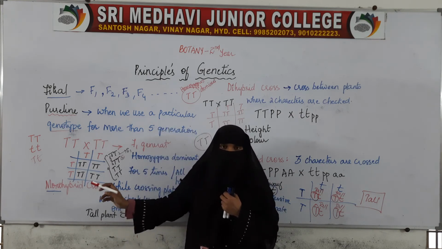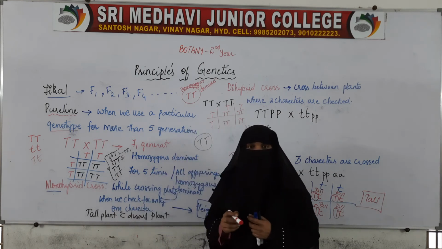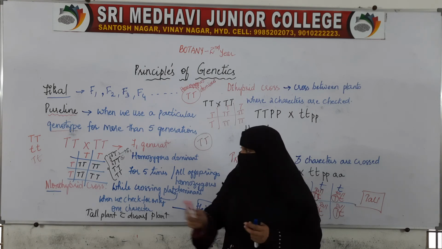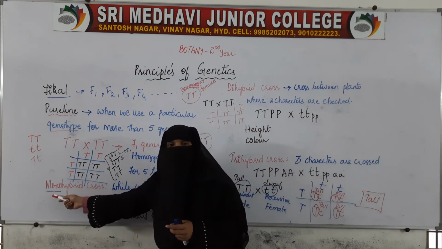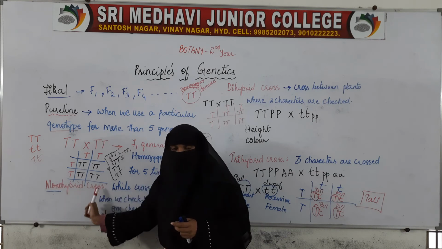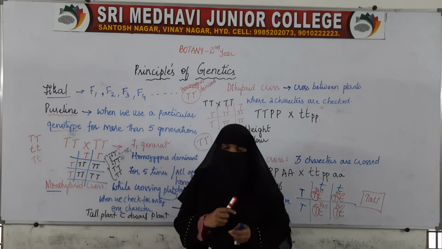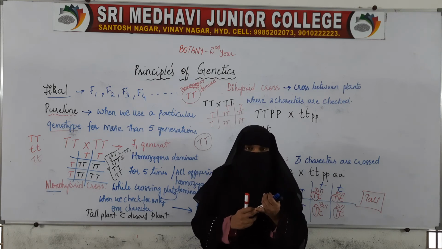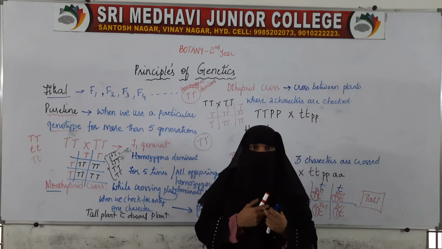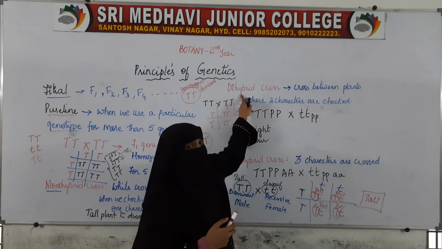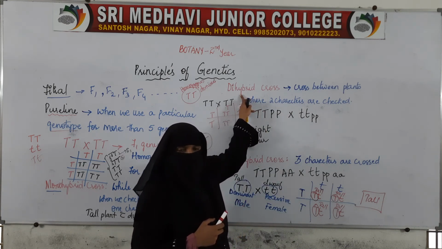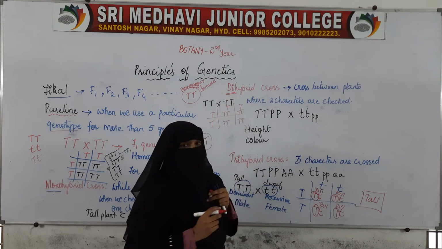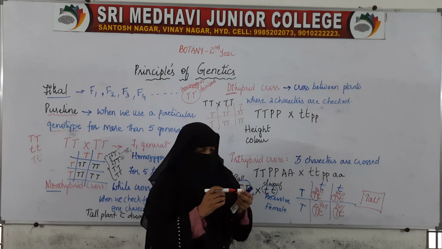If there is a cross between two plants to check one character, that is monohybrid. That one character can be height, it can be color, it can be flower position, or it can be anything. Next is dihybrid cross. Di means two. We are crossing plants to check two characters.